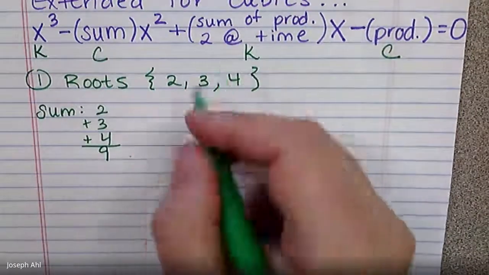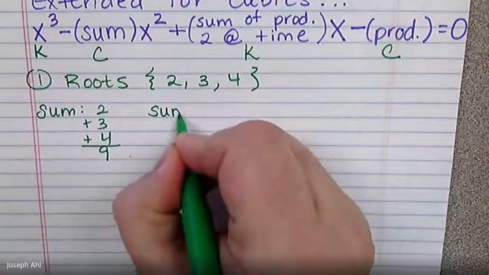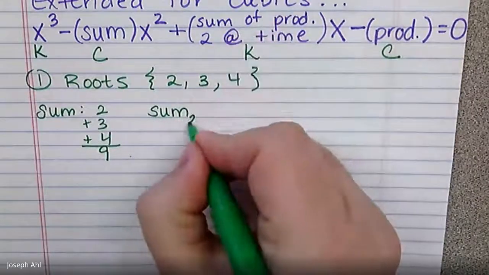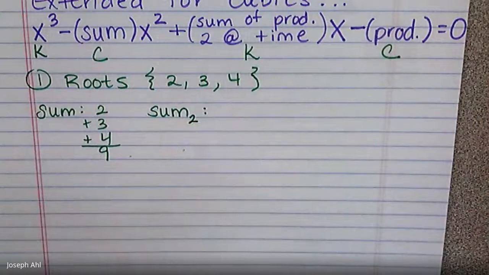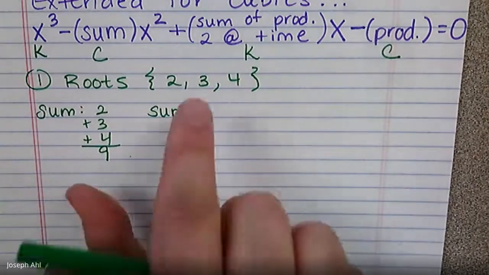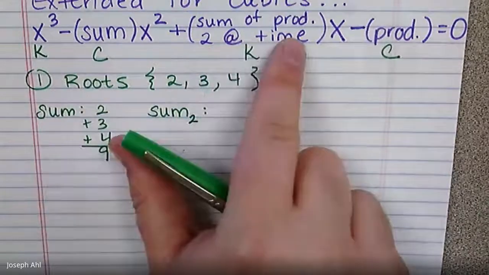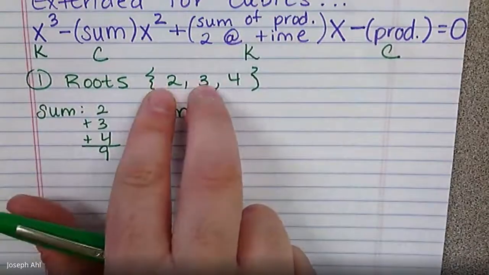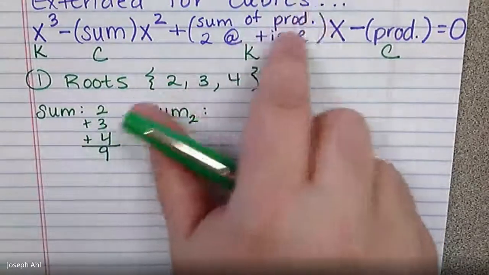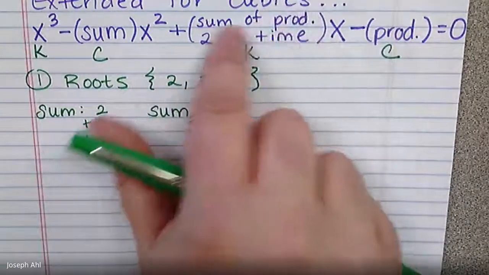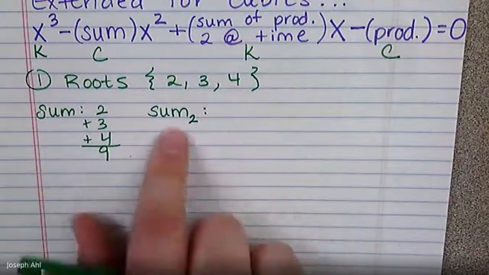I'm just going to multiply all those 3, but let's move on to the sum of the products 2 at a time, which I usually abbreviate as sum 2, with a little subscript there of 2. What does the sum of the products 2 at a time mean? It means we're going to take the roots 2 at a time, like 2 and 3, 3 and 4, 2 and 4. We're going to find the products of those and then eventually find the sum of that list. So let me show you what I mean.